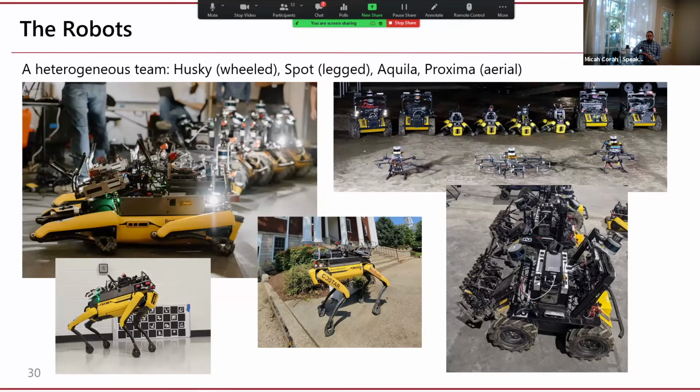We deployed a heterogeneous team of aerial, ground, wheeled, and legged robots. The wheeled Huskies and legged Spot robots generally formed the backbone of our team. These robots were also supported by a number of drones shown on the upper right.